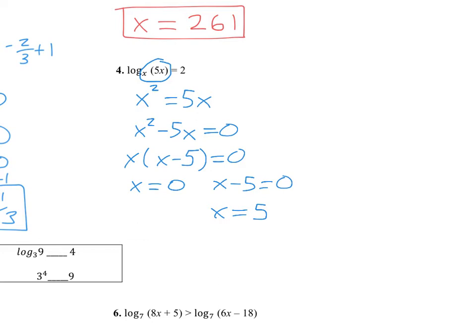Now we plug in, making sure that both of these are positive. If you plug in 0, well, 0 is not a positive number, so 0 doesn't work. If you plug in 5, we get the base is 5, and the argument is 25. Those are both positive, so 5 works.